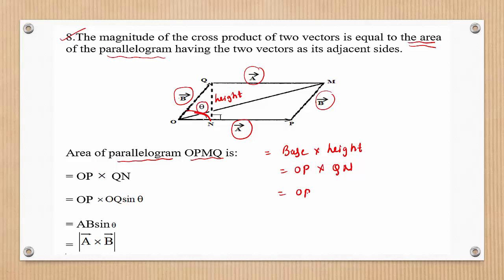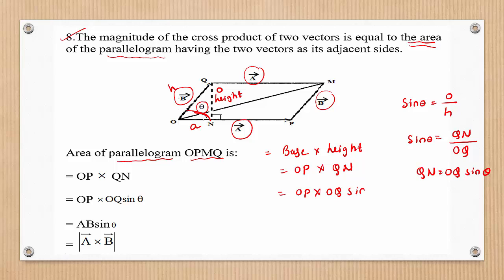So OP keep as it is, QN. QN means here there is angle theta. Right? So theta is here. This will be opposite side, this is adjacent side and this is hypotenuse. So we want opposite side value. QN value we want. So we can take sin theta equal to opposite side divided by hypotenuse. Opposite side is QN divided by hypotenuse is OQ. Sin theta equal to QN by OQ. We want QN. So QN equal to OQ sin theta. So here I am going to write OQ sin theta.